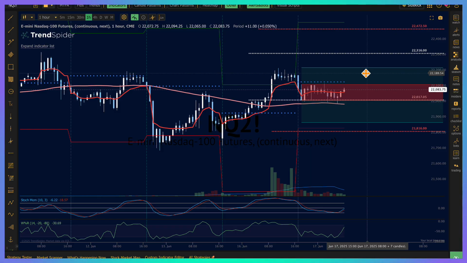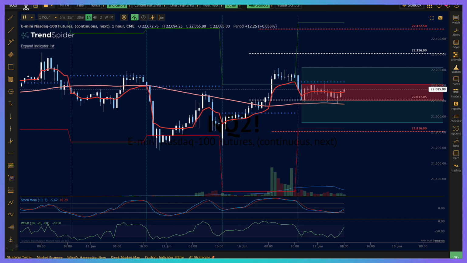22,189. Now, if we get below 22,000, we've got selling pressure, the low edge of the formation, 21,816, right? High of the expected move today, 22,316. These are the weekly ones, of course. I have those in red. The daily ones are in white.